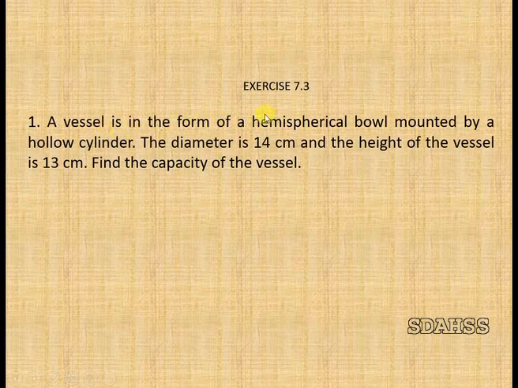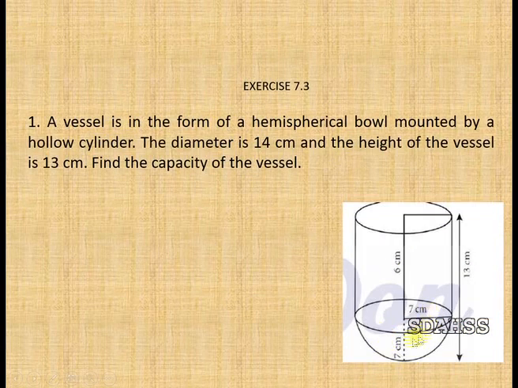The vessel is in the form of a hemispherical bowl mounted on a hollow cylinder. The diameter of the vessel is 14 centimeter and the total height of the vessel is 13 centimeter. Here the vessel is in the form of a hemispherical bowl and it is mounted by a hollow cylinder.